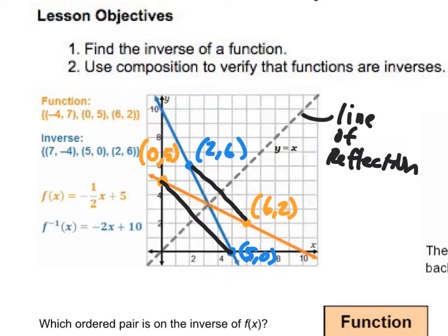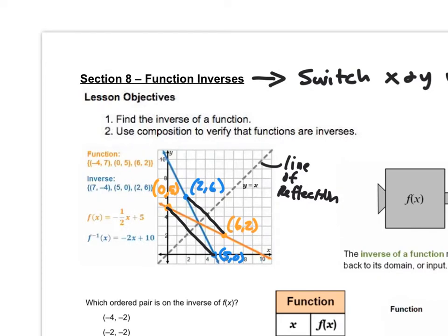And so we get a function here, f of x is equal to -1/2 x plus 5, and that's the orange line here. And then the inverse, denoted by f to the -1 power, which is how you write your inverse, is the function -2x plus 10. I will show you later on how to get these by a couple quick steps.